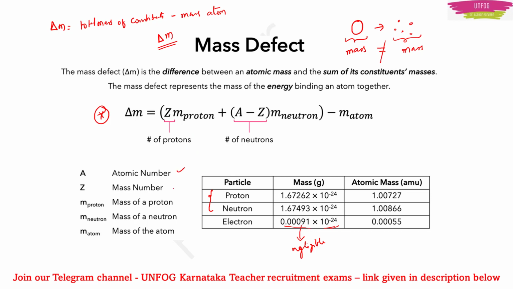So here in this formula, A is mass number, Z is atomic number, M of proton is mass of proton, M of neutron is mass of neutron, M of atom is mass of atom. Okay, so mass defect will be equal to Z into M proton plus (A minus Z) into M neutron minus mass of atom. This whole thing together is the mass of constituents of the atom. Okay, I hope you are getting it now. This will make it easy for you to remember this formula. Okay.